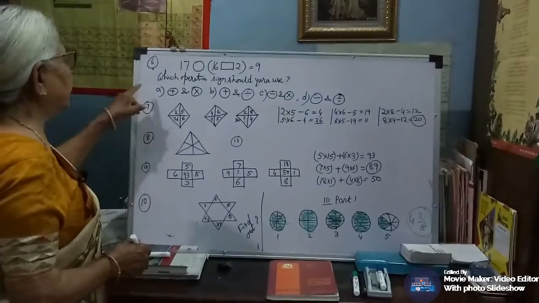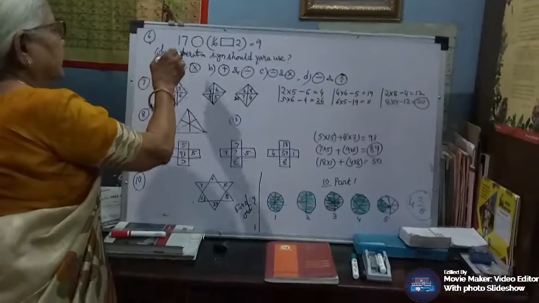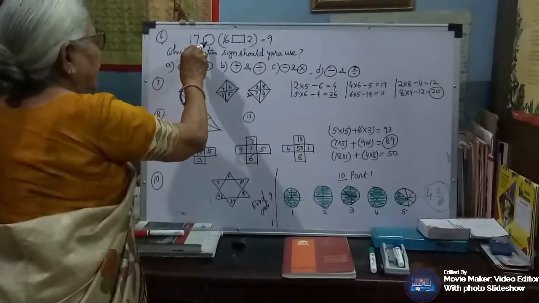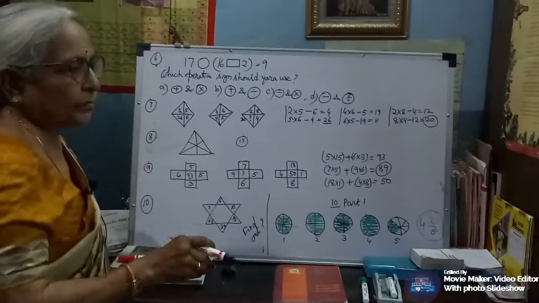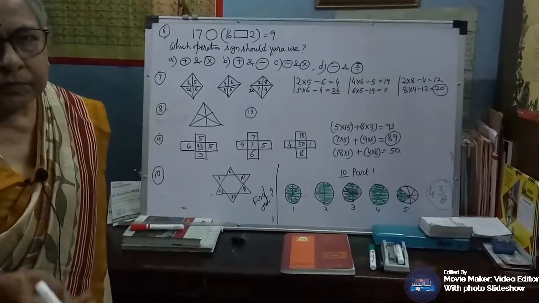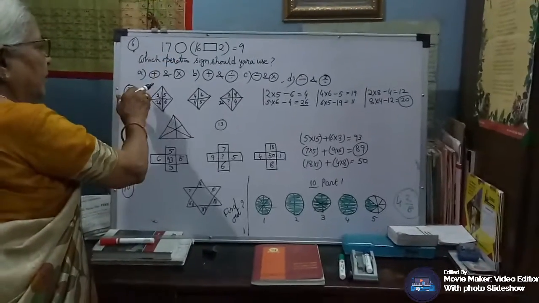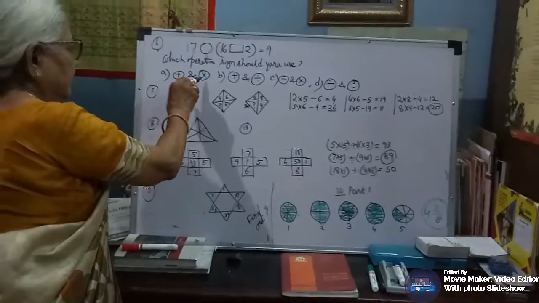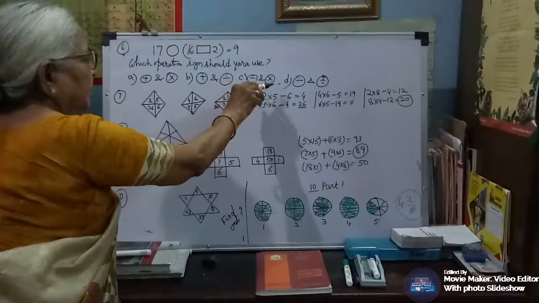Now question number 6. This is an equation syntax given. Here it is blank and here it is blank. We are having 4 mathematical operations: plus, minus, multiplication and division. Here 2 operations we have to take. Alternatives are plus and multiplication, plus division, minus multiplication, minus division.